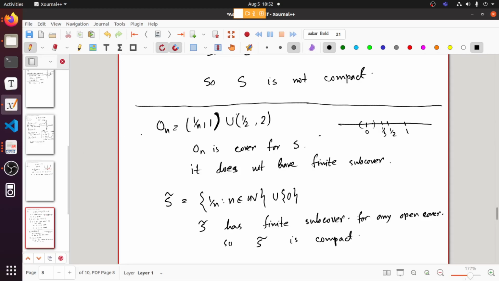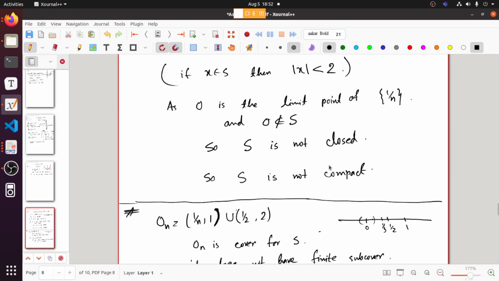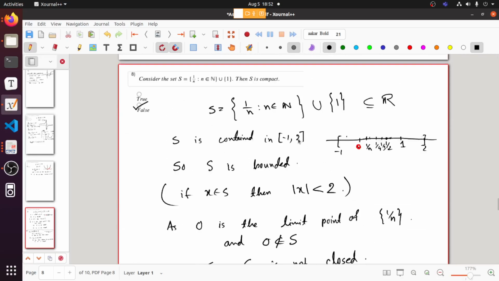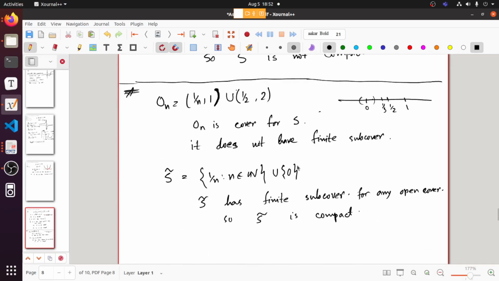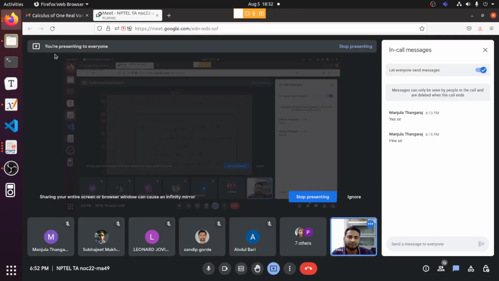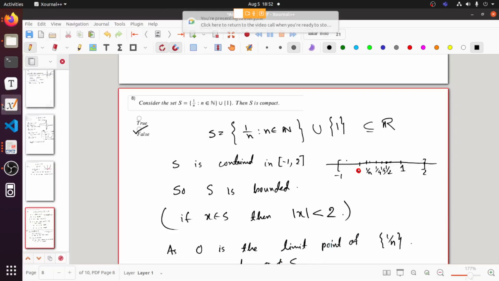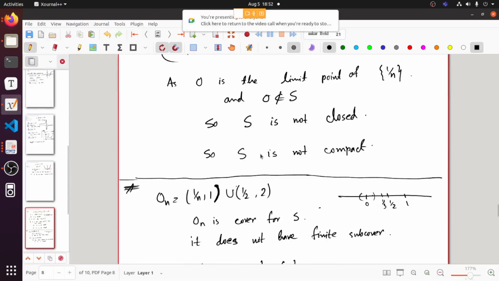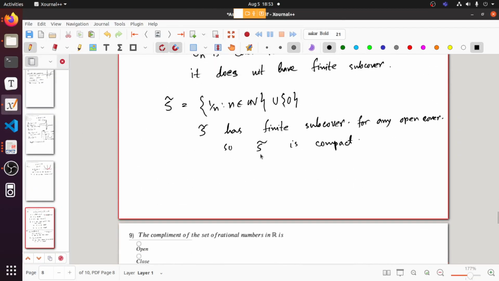So this is the other way. Is it fine for everyone? So for this one, S is not compact, so this statement is false. Is it fine for everyone? Okay. So now move to the next one.